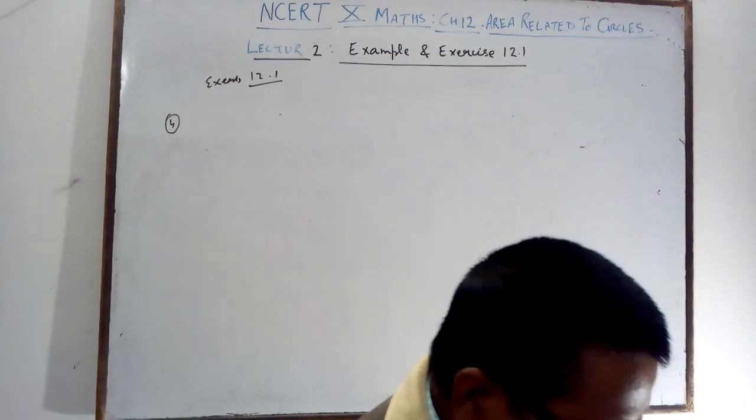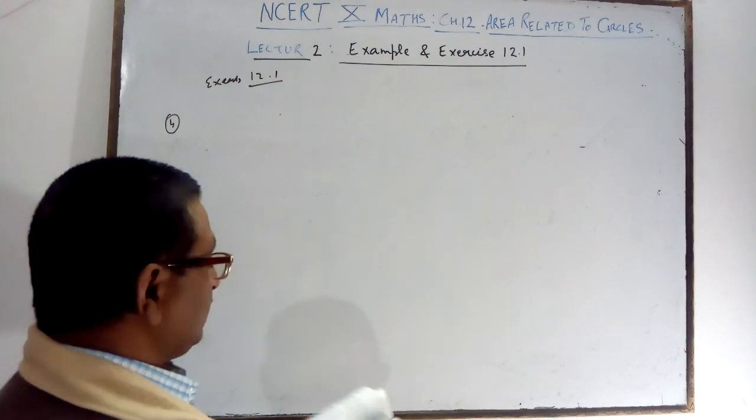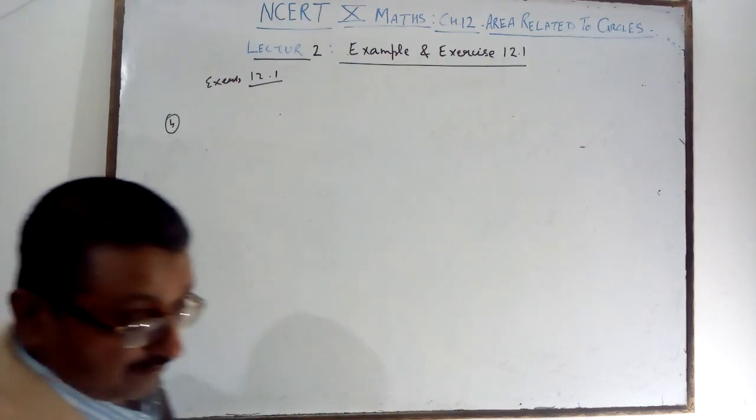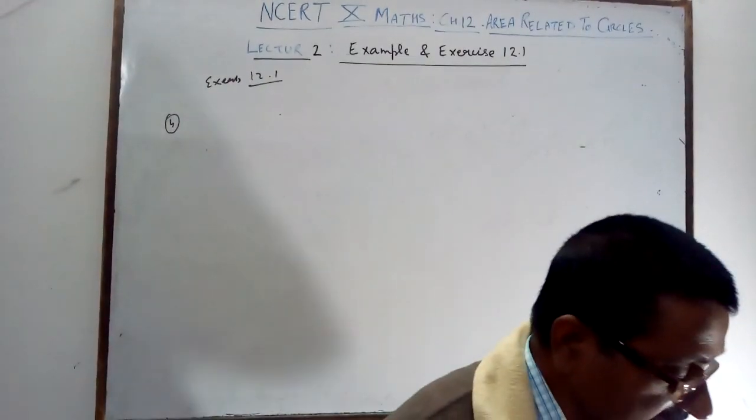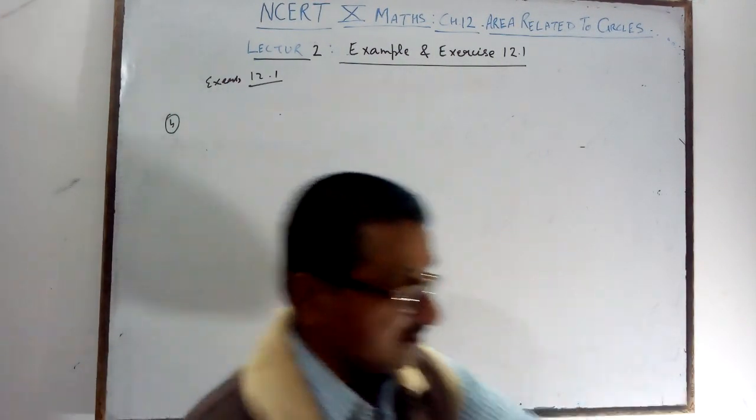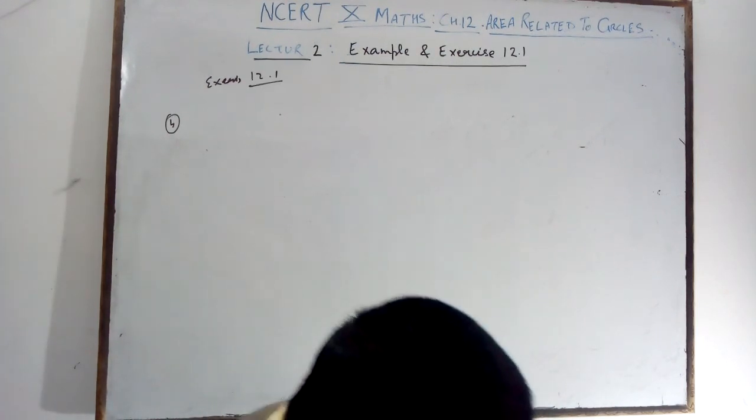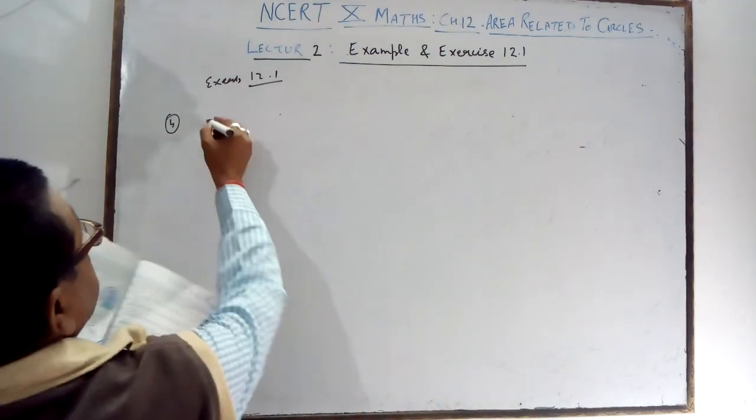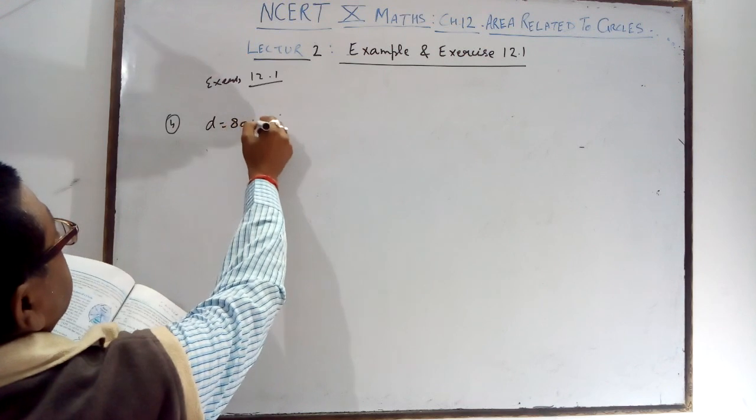There is a wheel. The wheel of a car. Do you know the wheel of a car? Like this, anything is given. Like this it is moving. Moving means it is a wheel of a car. So what is the circumference? The wheel of a car has a diameter 80 centimeter. Diameter is given 80 centimeter.